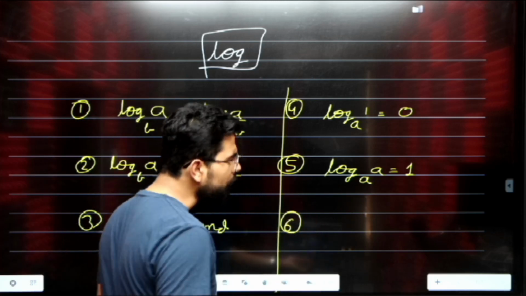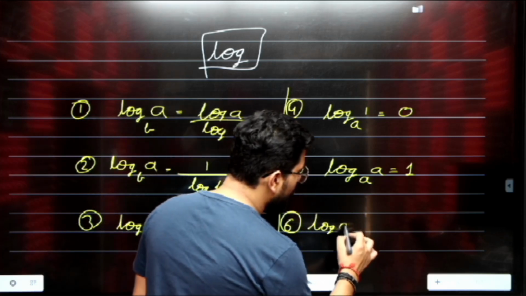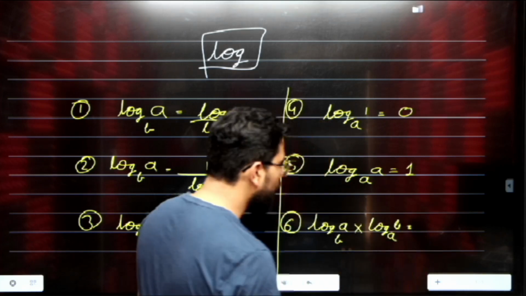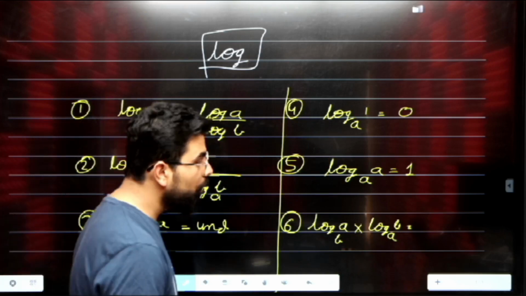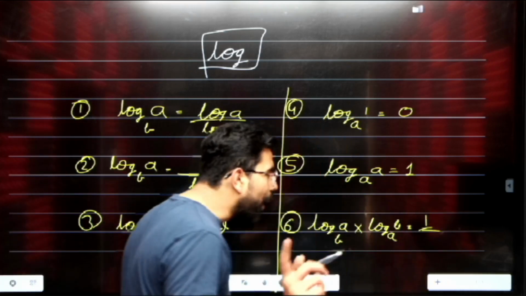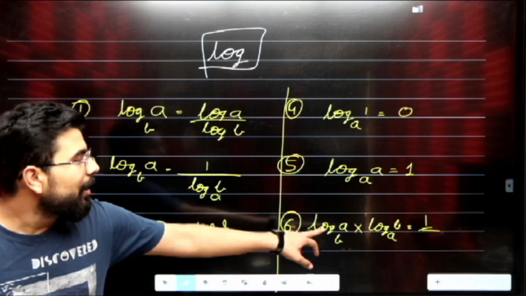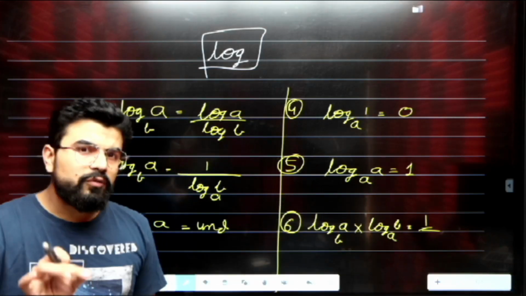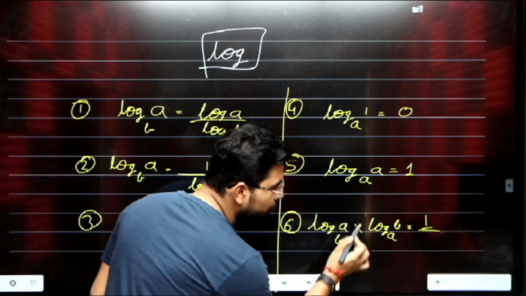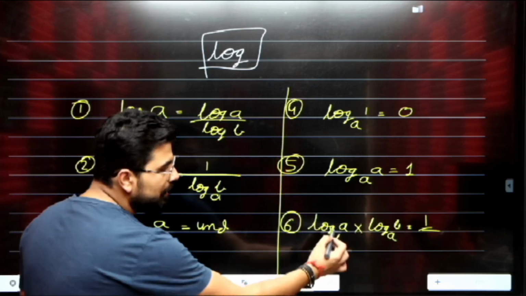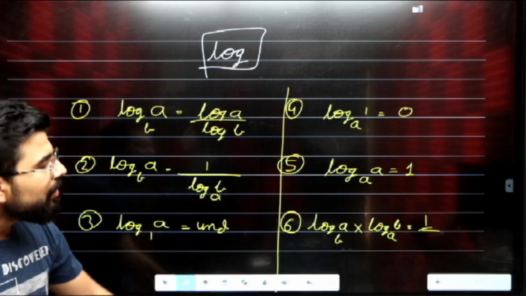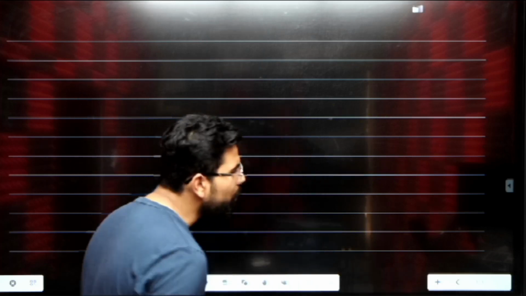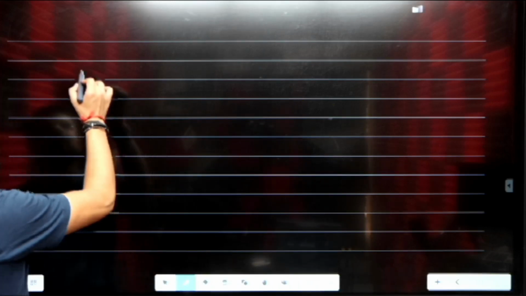Sixth, what is log a base b into log b base a? If log a base b and log b base a are there, the answer is again 1. Why is this so? Because it will become log a by log b, and that will become log b by log a. Can I cancel this log b with this log b? Yes. Can I cancel this log a with this log a? Yes. So my final answer will be 1 only. We have to revise the entire chapter, and we are going to do it, guys. That's an easy task.